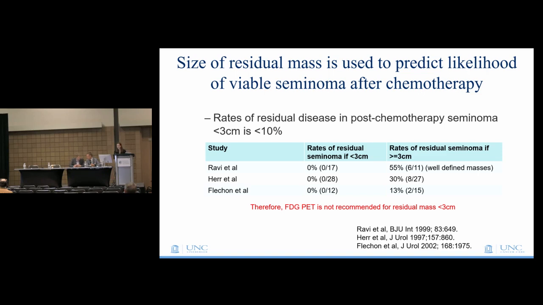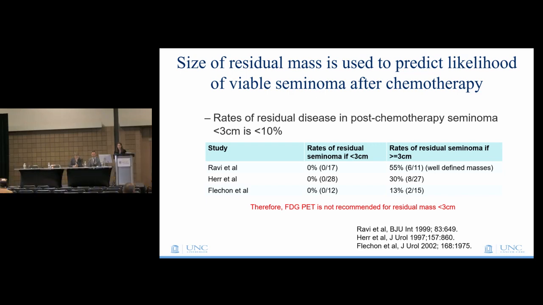So these are just 3 studies, but there's actually many more than this, that show that this magical cut point of 3 centimeters ends up being really important. So these are seminoma patients who have received primary chemotherapy and have residual masses less than 3 centimeters. The rate of having viable seminoma is less than 10% in almost all the studies, and you can see in these 3 here it's actually 0. Greater than 3 centimeters, though, it's variably reported, but it tends to be between 10 and 50%, probably somewhere in between.